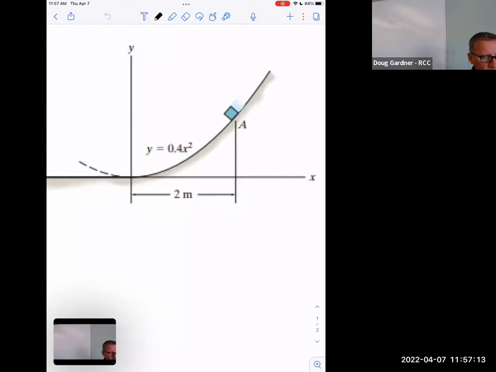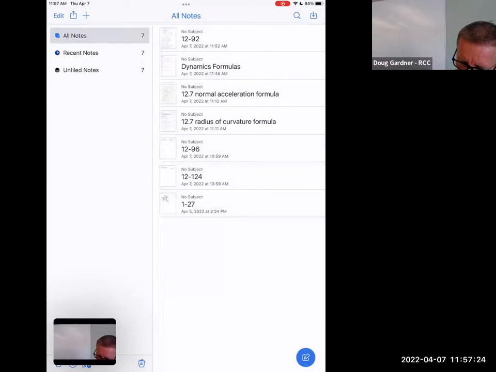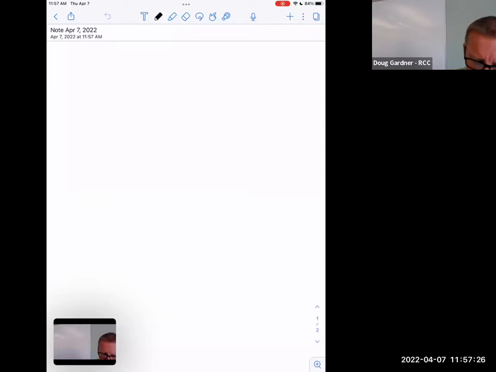So let me give you a little introduction to the thinking here, so you at least understand what's going on before we tackle this problem. Let me start with a blank piece of paper. I'll say 12.7. Instead of projectile, that's the word I was looking for. 12.6 was projectile motion, a projectile flying through the air. This is really just generic curved motion.